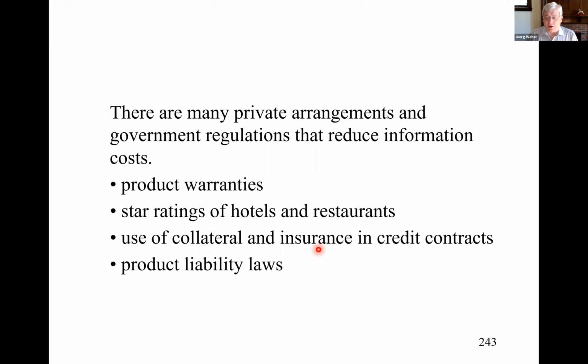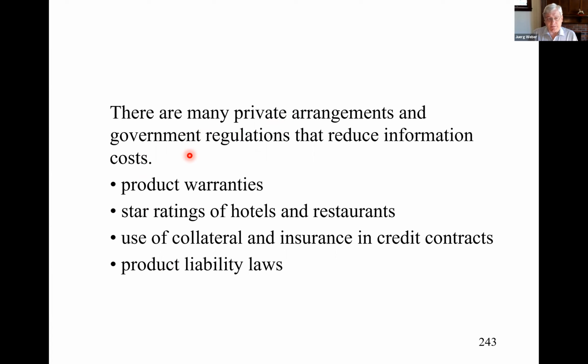Now, if you get a mortgage from a bank, quite often the bank requires you to buy life insurance and health insurance. So in case you can no longer work or you die, the bank still gets the money. Then you have product liability laws, which come from the government. If a product is bad and there is an accident, then the producer is liable. Again, this reduces your information costs. So we have a lot of private arrangements, but also government regulations, that are designed to reduce information costs in the market.